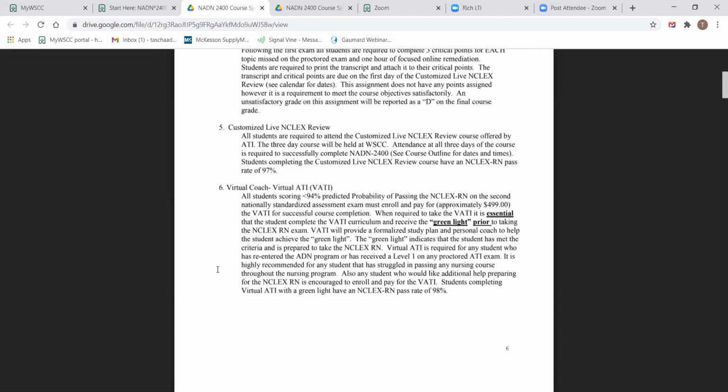Okay, so when you're required to take the virtual ATI, that's not only the less than 94%. There are additional people who will need to take virtual ATI, and I'll explain that here shortly. I can tell you, it's very expensive to take the boards as well. You have to apply for taking the exam. You have to apply for your boards. Apply with the Board of Nursing. So there is a lot of money that's already put out.